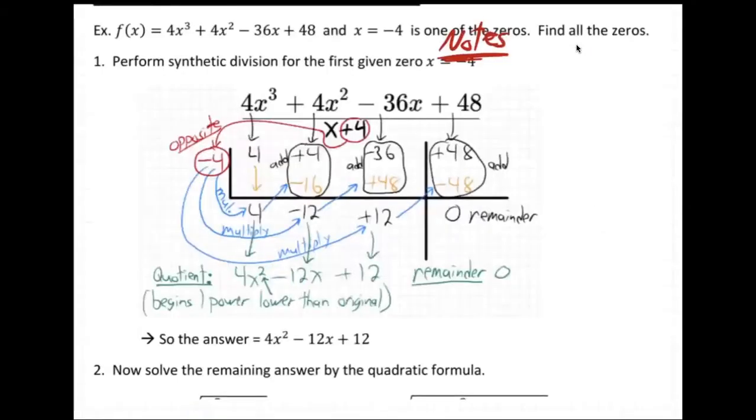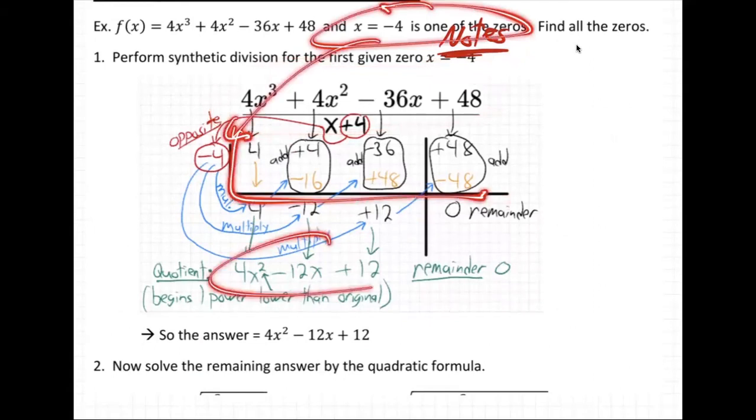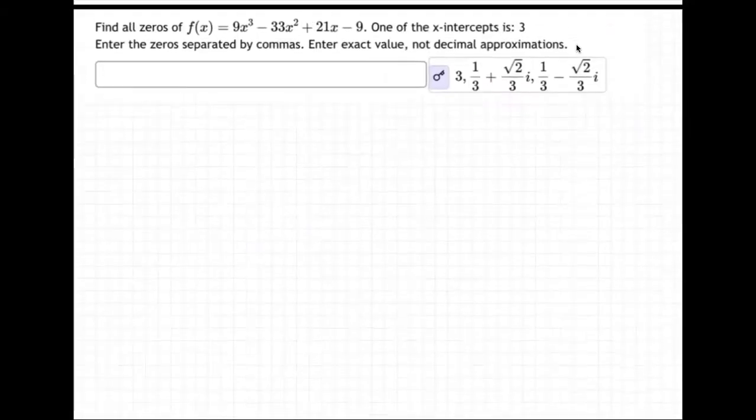So here's the notes. The notes say that you've got to take your original function and then you do synthetic division with the 0 they're giving you. Put it out here, do synthetic division, get your answer, and then take that and use the quadratic formula on it. So that's what I'm going to do. So I'm going to go in here and go, okay.